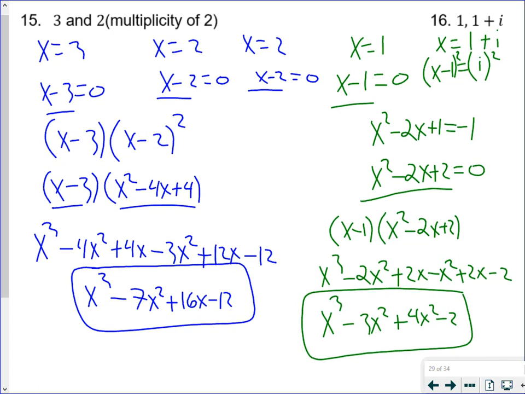Okay? For number 17 and 18, I'm going to leave that for you guys to do on your own. We do post a completed key online, so you can double check your work there if you need to. But we're going to go on to the last page and start on number 19.